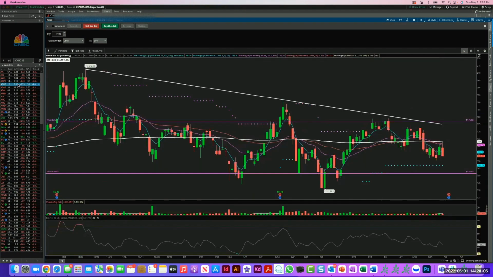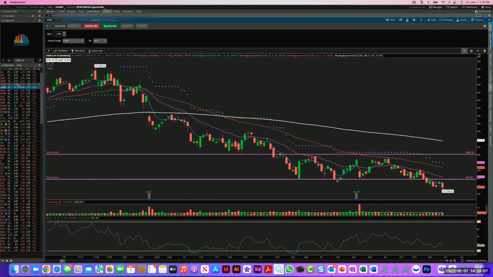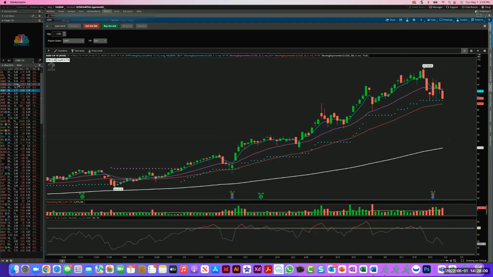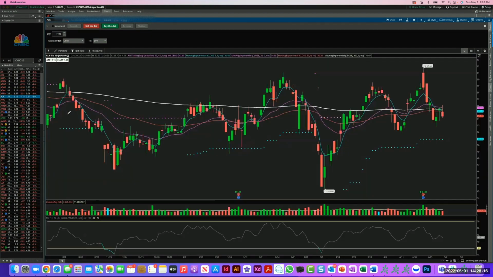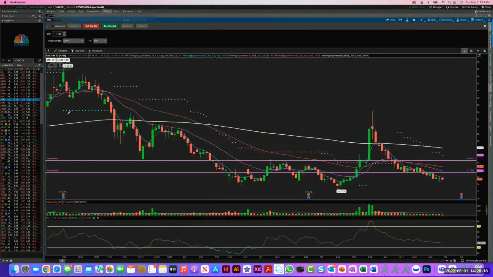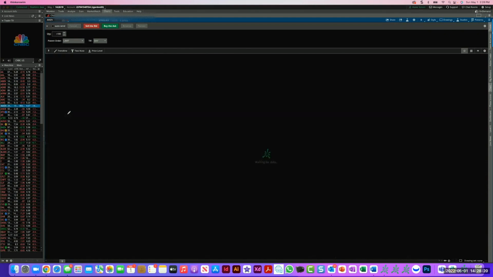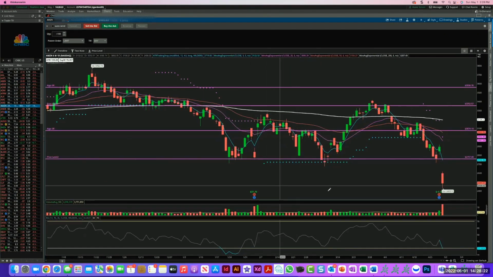So these are lagging indicators, but they can be helpful. If you are looking to trade in a particular direction, you may want to find things that are currently overbought or oversold. So looking at Amazon, this says that Amazon is oversold.